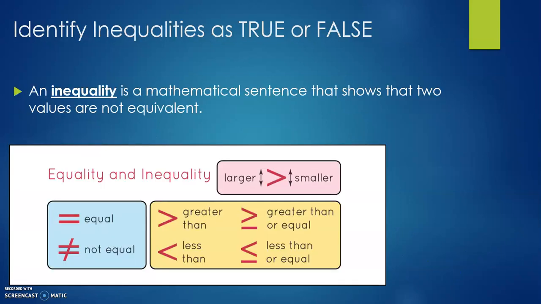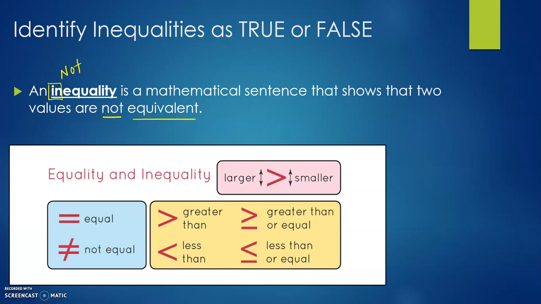So let's talk about what inequalities are. An inequality is kind of the opposite of an equation, because it shows that two values are not equivalent. With equations, everything was equal to each other, and with an inequality, they're going to be not equal. So you can see from this image here, larger shows that the mouth is opening up to the larger number, and the other side is the smaller side.